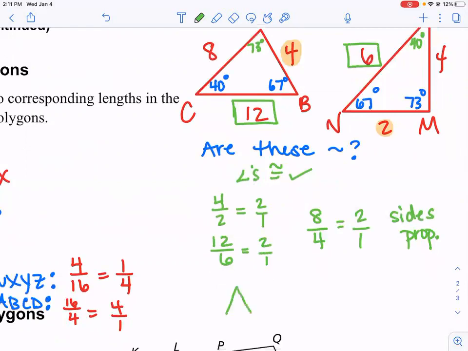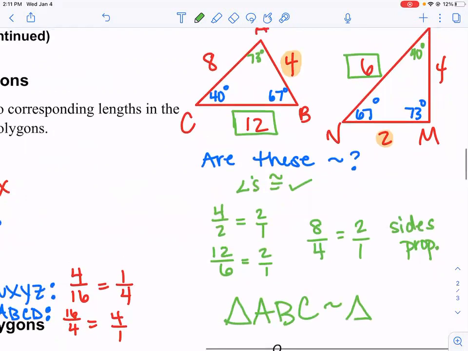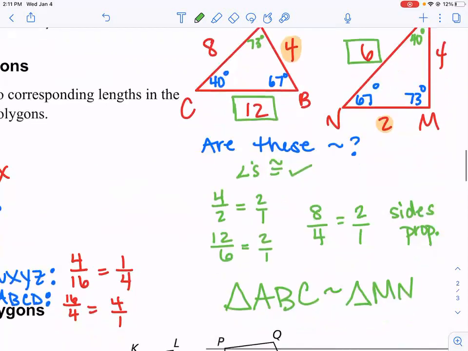Are these 2 similar? Yeah, we would say that triangle ABC is similar to triangle MNL. A corresponds with M, B corresponds with N, and C corresponds with L. I just said A, B, C, and then I just picked the corresponding pieces to make sure that like A and M were in the same spot, B and N were in the same spot.